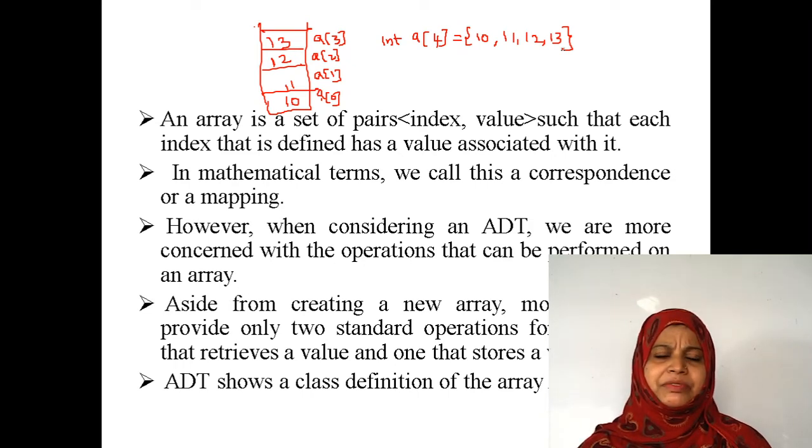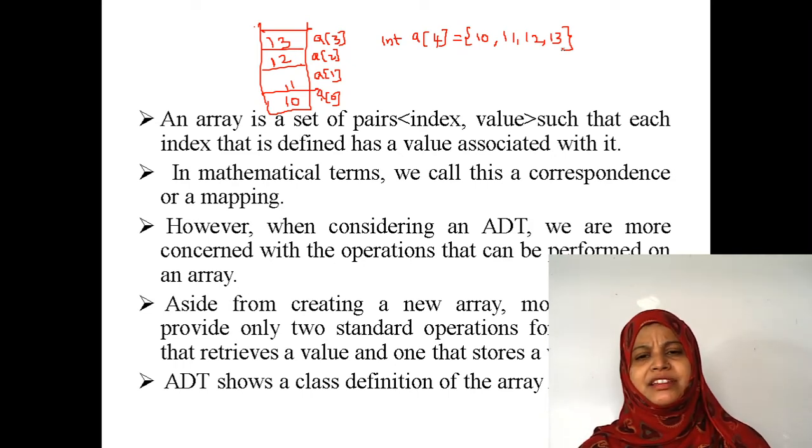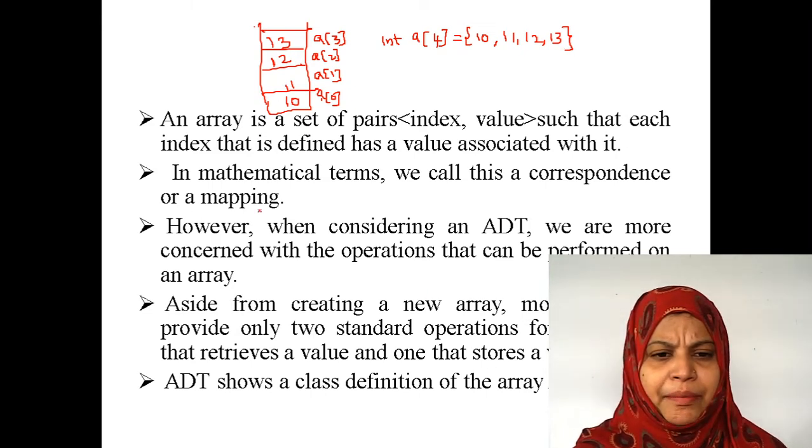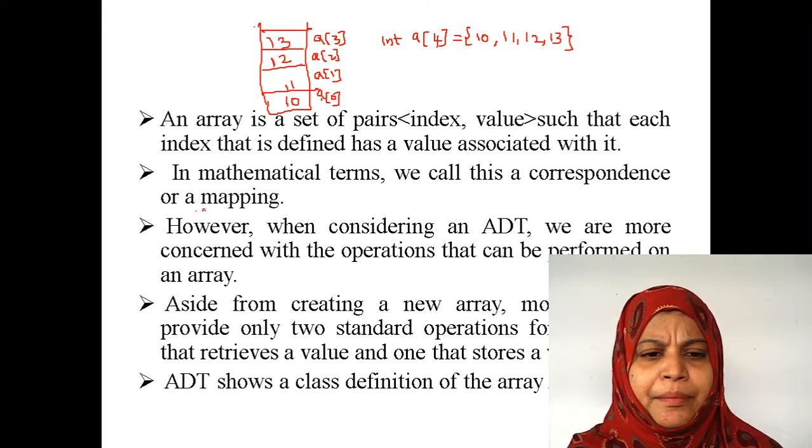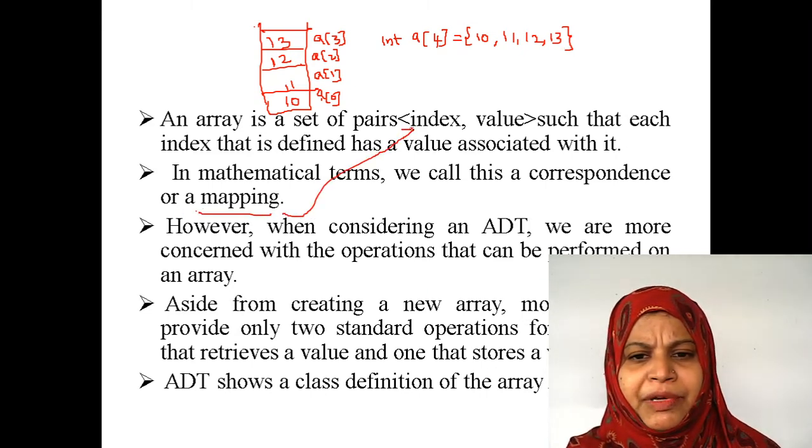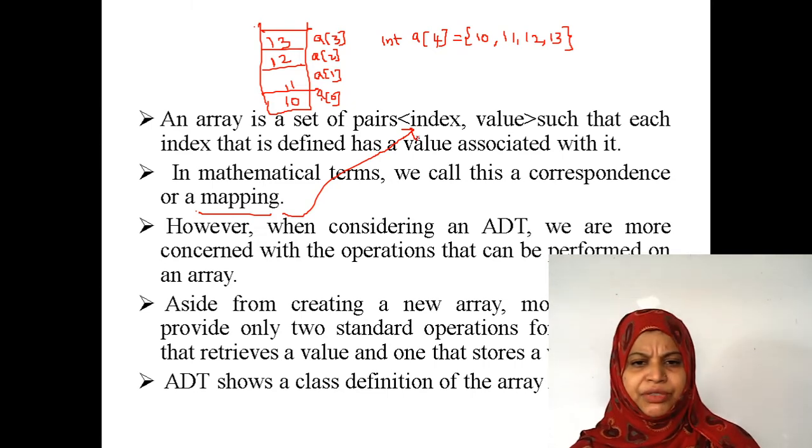In mathematical terms we can say this is the mapping. Mapping is done in the array abstract data type. See here, this is known as mapping. Mapping means we are just mapping the index and the value.